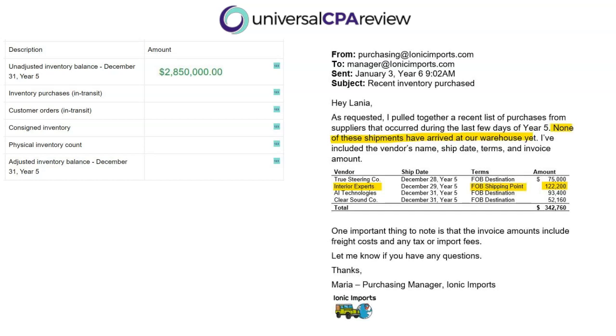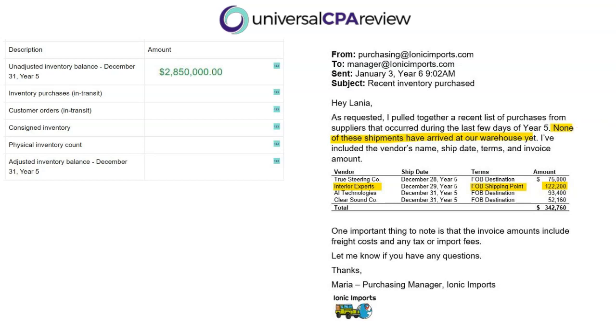So the next row relates to inventory purchases, right? So this is inventory the company has purchased from suppliers or vendors. So we'll bring up the exhibit called inventory purchases. And so as we can see in there, it basically lists out the inventory that the company purchased in the last few days of the year, right? From December 28th to December 31st. Now, when we think about the shipping terms for orders, well, we have FOB destination or FOB shipping point. Now, none of these orders have actually arrived to the company's warehouse as of the end of the year, right? So we know they're all in transit.